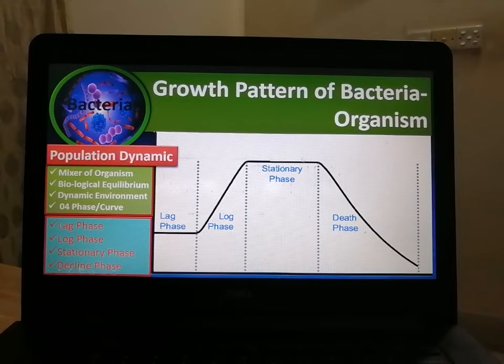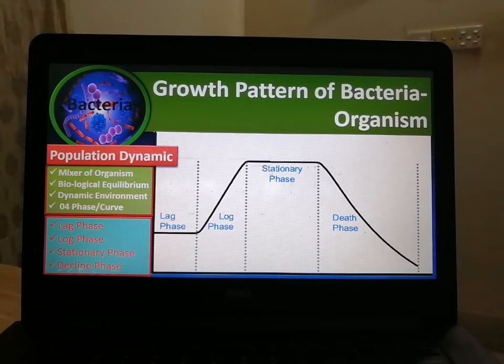And you can say this area is an equilibrium state. Equilibrium means some bacteria may reproduce here, but some bacteria also die here. So an equal number of bacteria reproduce, and at the same time an equal number of bacteria die. So the live bacteria here are in equilibrium. So no more growth, no more positive increase. So this period is called the stationary phase.